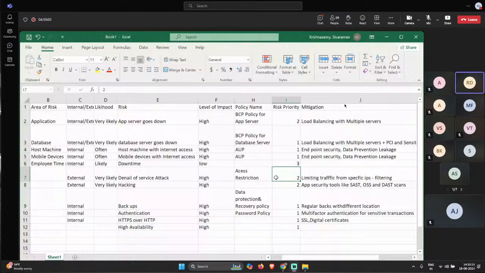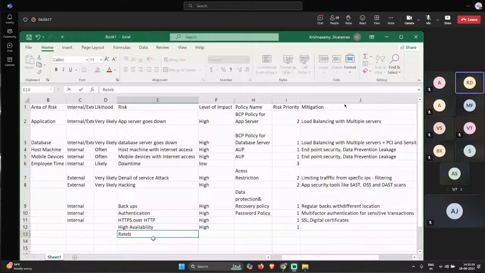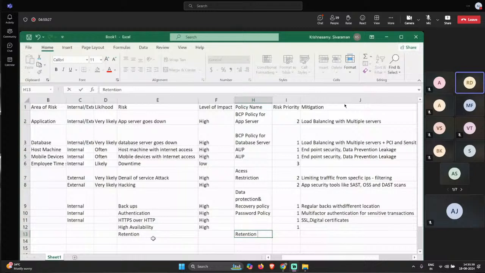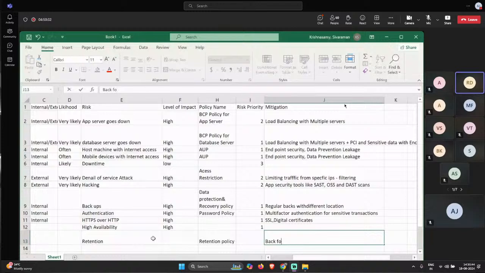Any other points that we need to cover? Backup is covered, data protection is covered. Add one more thing, a retention policy. Now we are talking about backups, but I don't see a retention policy for the backup. We will keep the policy to retain backups. Okay, good. We will retain the backups up to 1 year, not more than that.